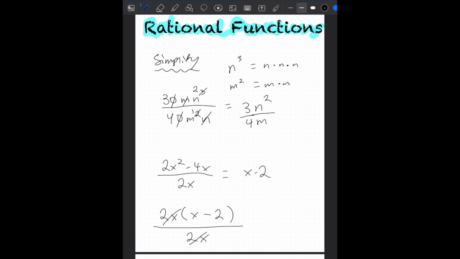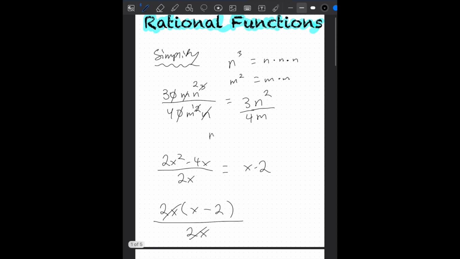If you're asked to find the non-permissible values for these sorts of questions, what you need to do is figure out anything that would make the denominator equal to 0, because when you have 0 on the denominator, that means it's undefined, and that is not possible. So in this case, m cannot equal 0 and n cannot equal 0. In this case, x cannot equal 0. So here, m, n belong to all real numbers, and here x belongs to all real numbers as well.